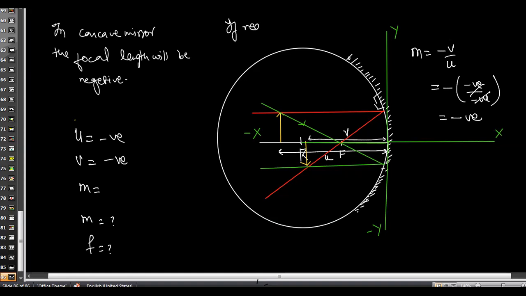And moreover, if a real and inverted image is formed, it will have a negative magnification.